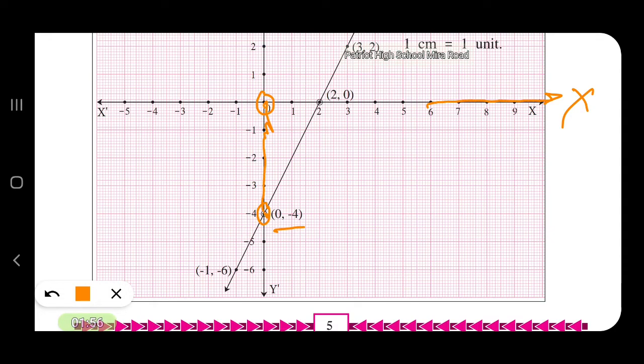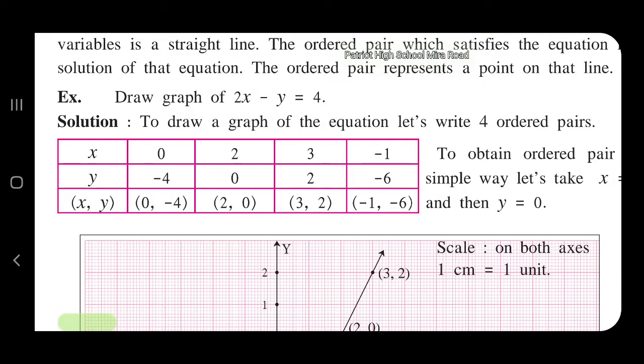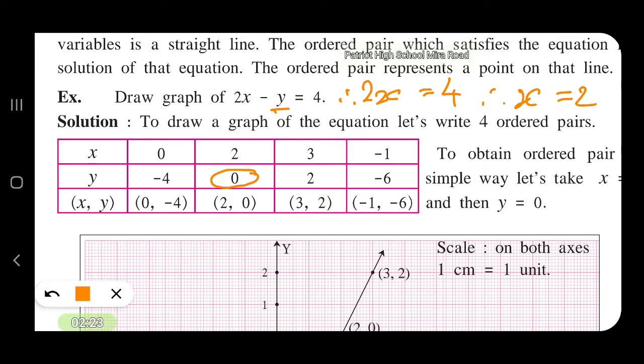Now let us go for the second point. Now assume the value of y to be 0. We are taking y as 0, because that way we are eliminating y directly. So 2x is equal to 4. Therefore the value of x becomes 2. So this is the value of x by assuming the value of y to be 0. So we get the ordered pair 2, 0.